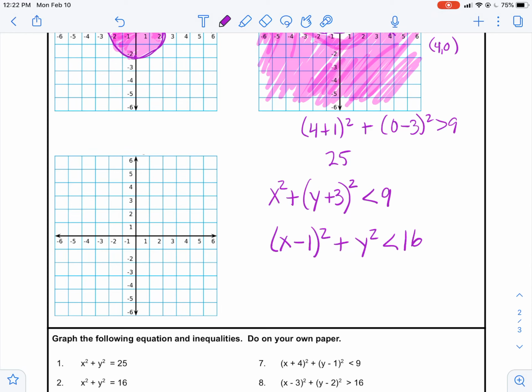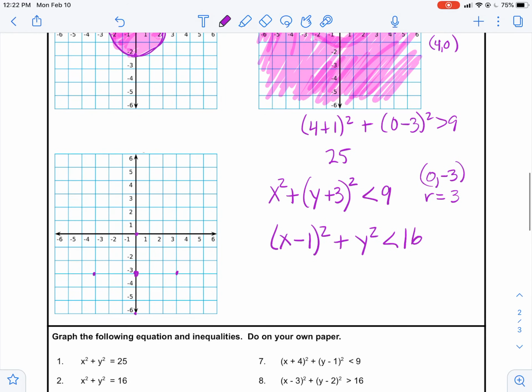Okay, so we're going to start with the first one. And again, its center is going to be at 0, negative 3, with a radius of 3. So that's going to be my first one I'm going to do. So 0, negative 3, radius of 3. Okay, it is dotted. Okay, it is less than, so I'm going to shade inside. So do make sure we can tell that your lines are dotted on there.